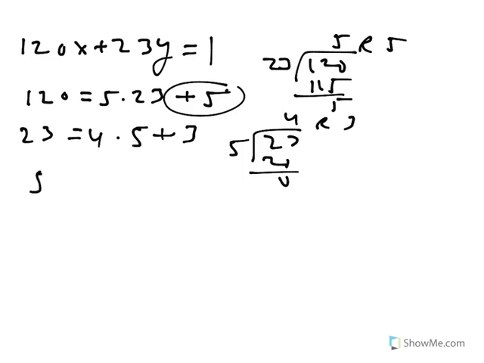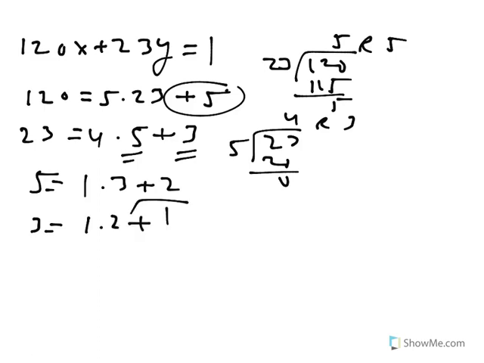And again, this time we keep using this number, and we see how many times this one goes into it. So it's 1 times remainder 2, and then 3 equals 1 times 2, remainder 1. And we stop at that point. We stop when this number is equal to that one.